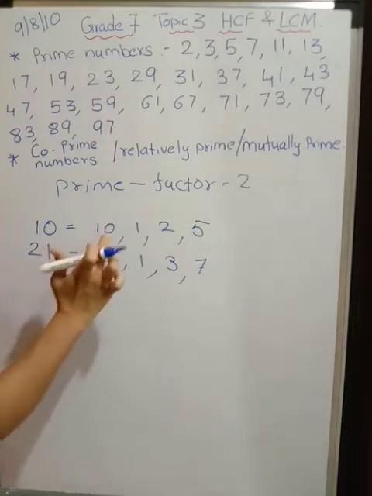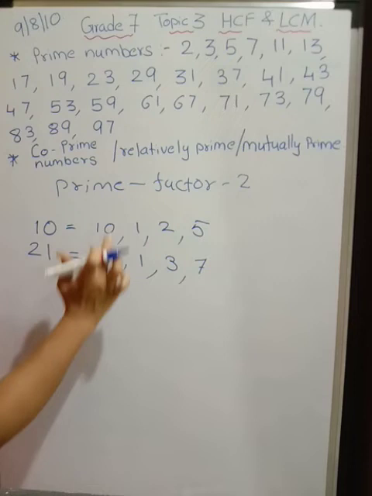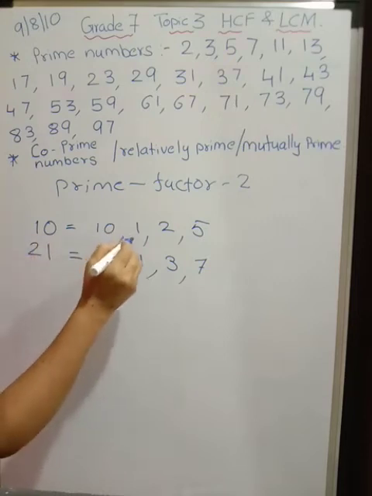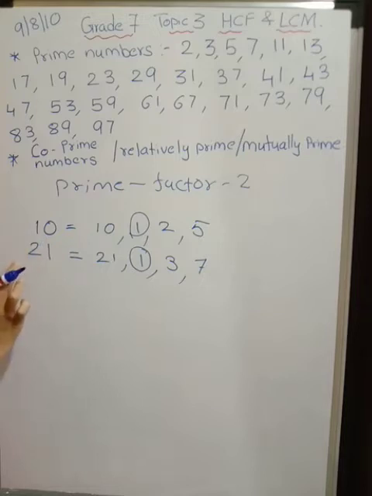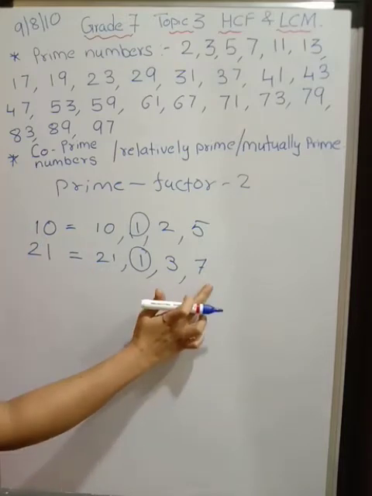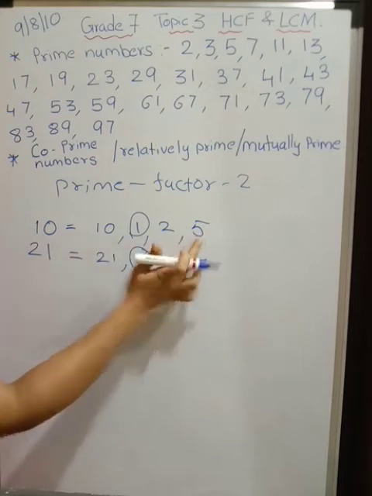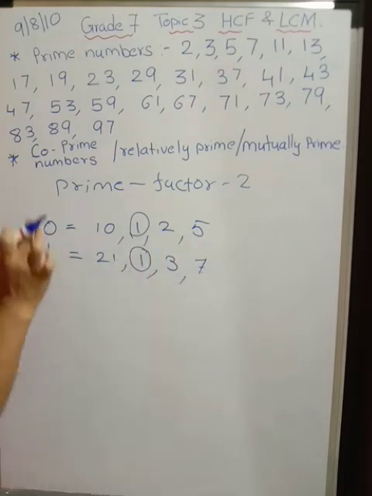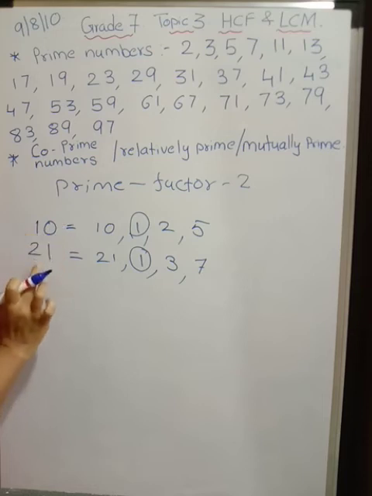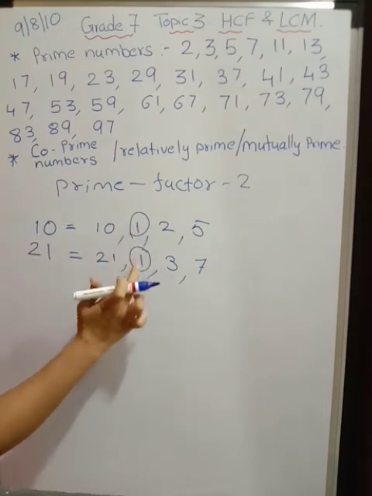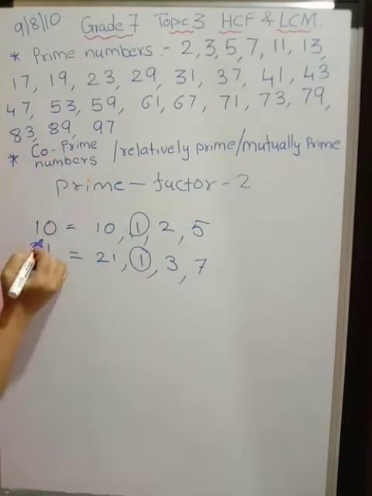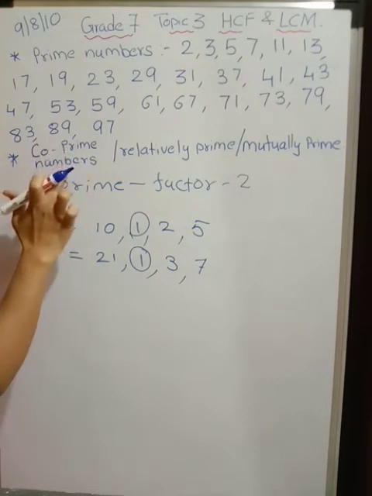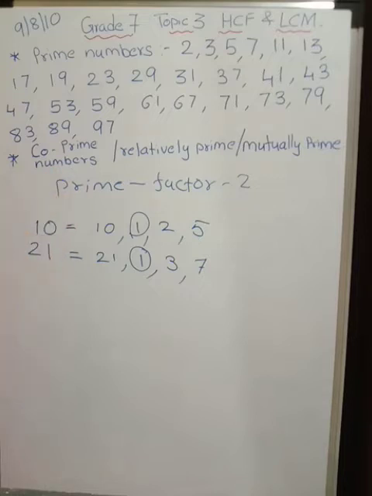Now compare the factors of these two. Which is the common factor for 10 and 21? It is only 1. Both are composite numbers, as you may see. 21 has more than two factors, and 10 has more than two factors. So they are both composite. But any two numbers which have only 1 as a common factor are called co-prime numbers. That means 10 and 21 are co-prime, though individually they are not prime. So it can be a combination of any two numbers.